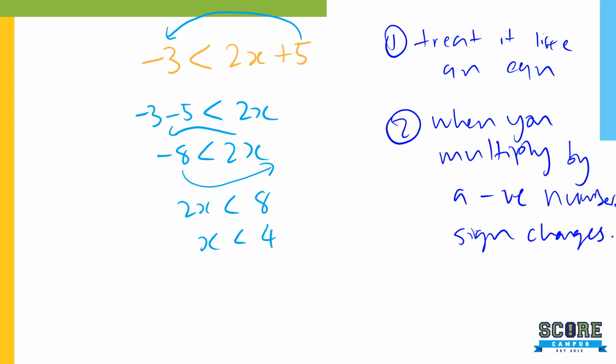Okay, so this is the shifting method. I'm not multiplying by a negative number or anything like that, so that's nothing too complicated. Now I'm going to do it the shortcut way. Again, I'm going to do the same thing. Minus 3 minus 5 is smaller than 2x. Same answer here. Minus 8 smaller than 2x.